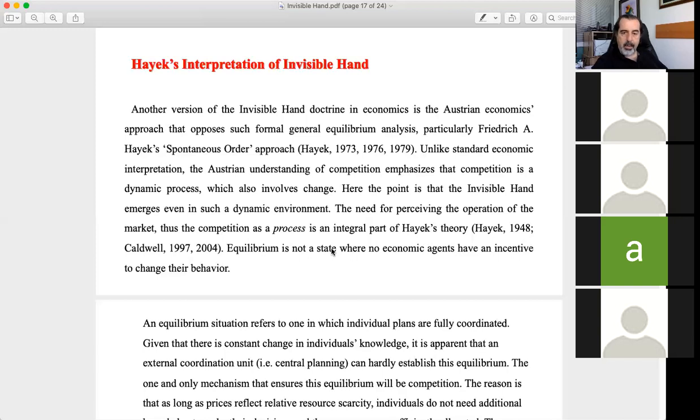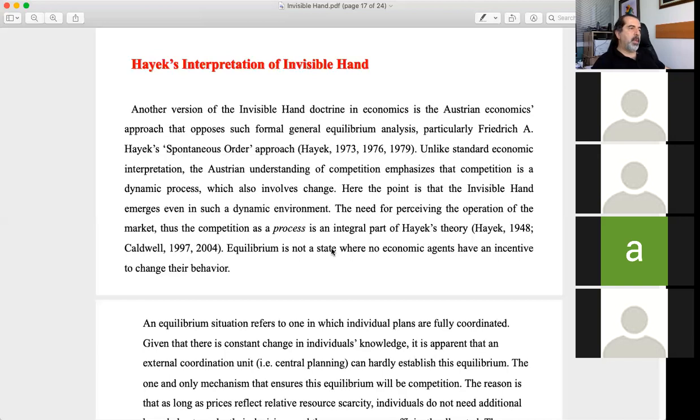So the need for perceiving the operation of the market, thus competition, as a process is an integral part of Hayek's theory. This is very important because in Walrasian general equilibrium or other interpretations of the neoclassical formal equilibrium models, there's no such thing as time or change. Production, for example, does not take any time, and competition occurs instantly.